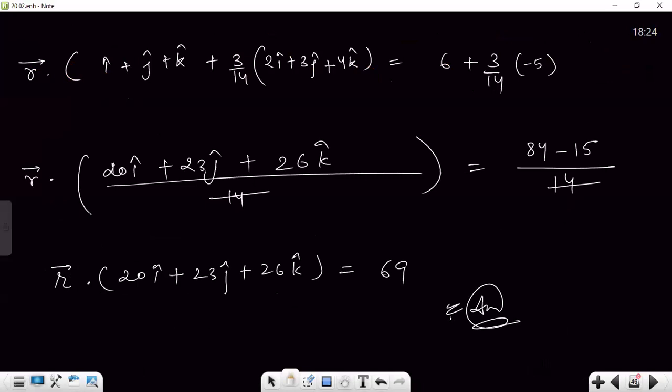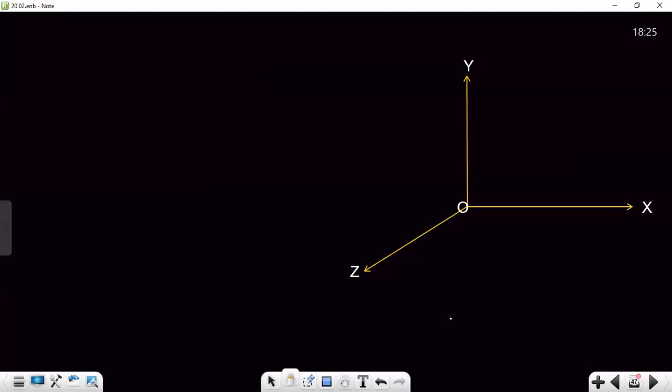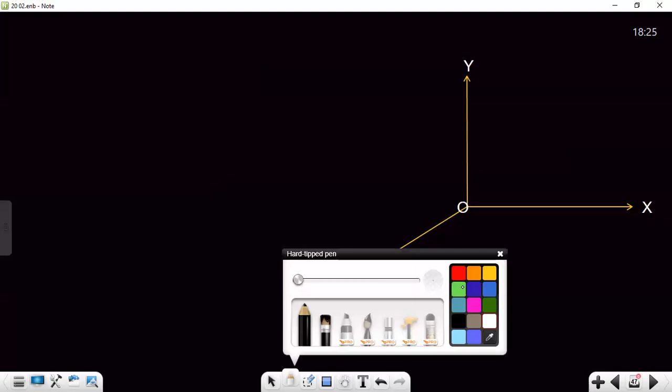Now the next concept. Here we have to find out the equation of a plane when two lines are given.